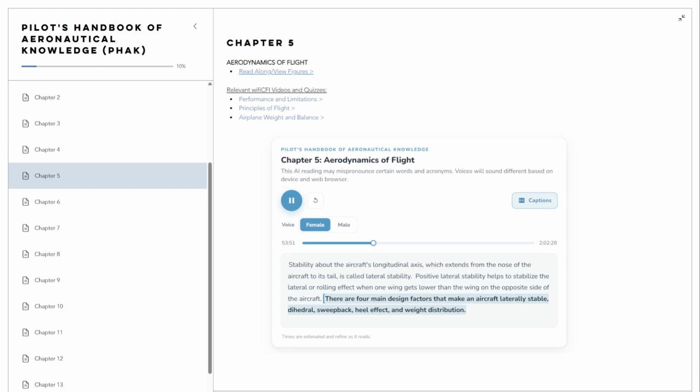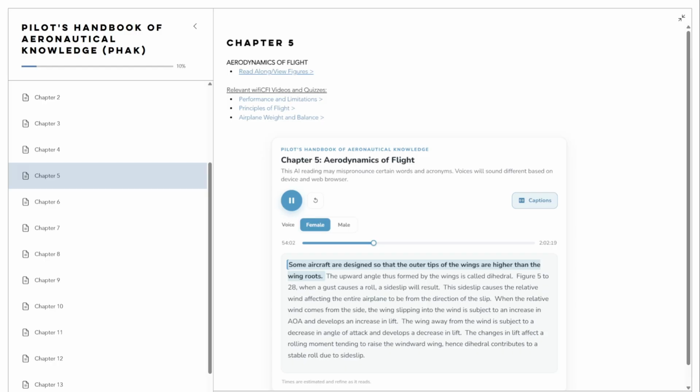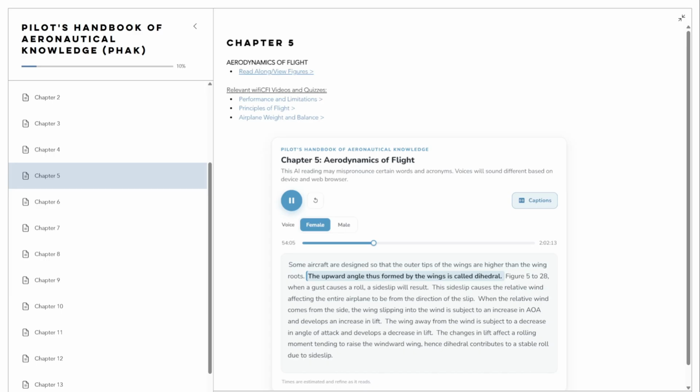There are 4 main design factors that make an aircraft laterally stable: dihedral, sweepback, keel effect, and weight distribution. Dihedral. Some aircraft are designed so that the outer tips of the wings are higher than the wing roots. The upward angle thus formed by the wings is called dihedral.